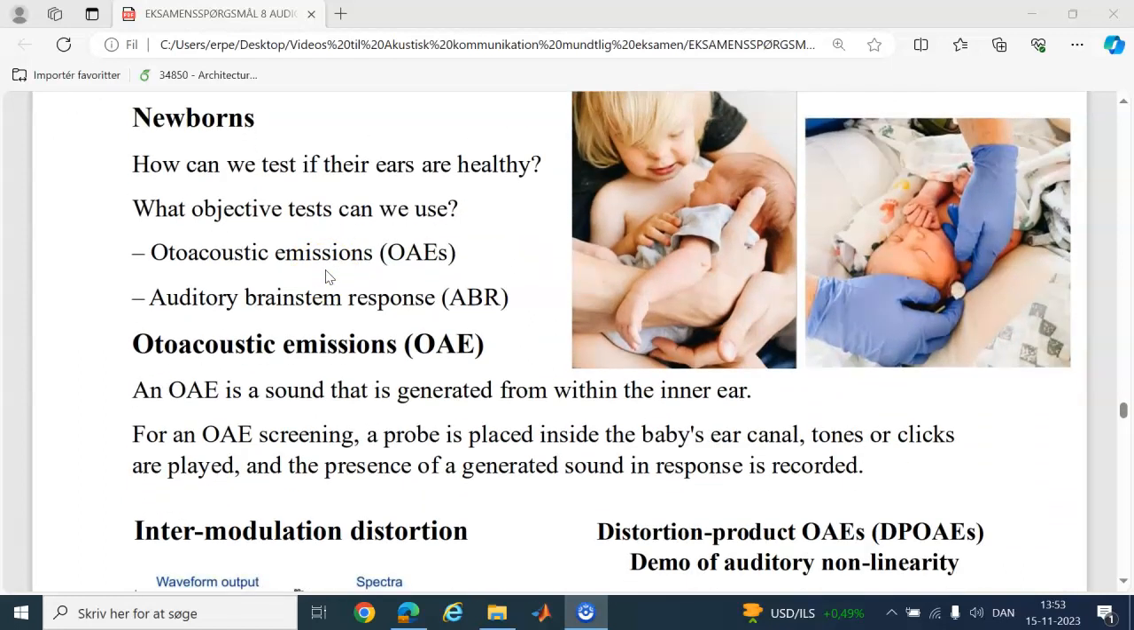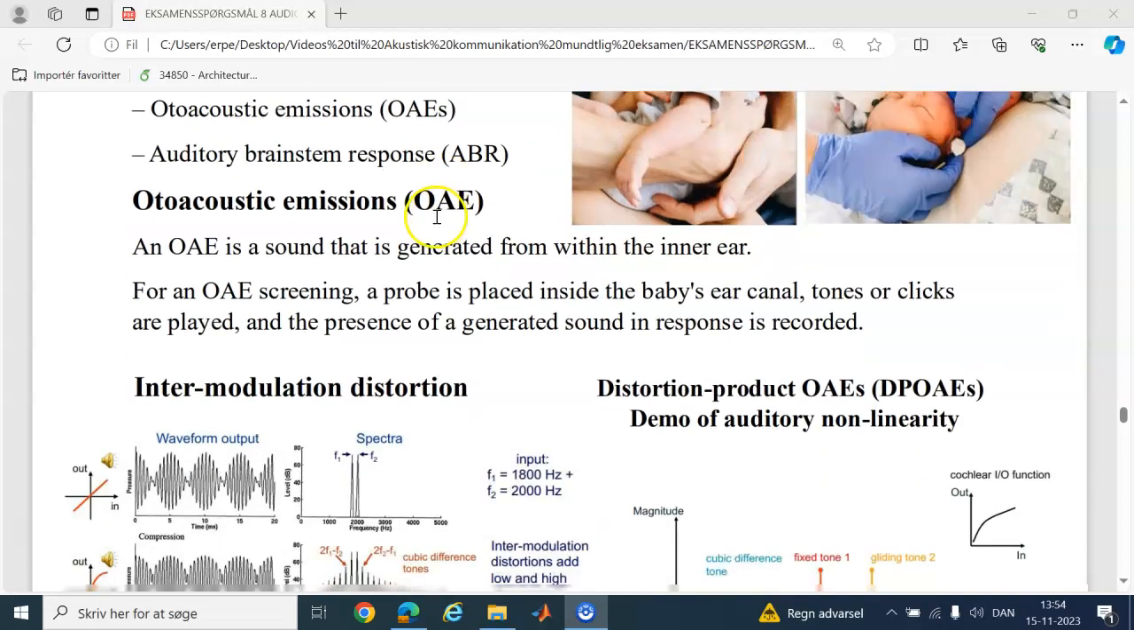Newborns. How can we test if their ears are healthy? What objective test can we use? We can use otoacoustic emissions (OAE) or auditory brainstem response (ABR). An OAE is a sound that is generated from within the inner ear. In an OAE screening, a probe is placed inside the baby's ear canal, tones or clicks are played, and the presence of a generated sound in response is recorded.